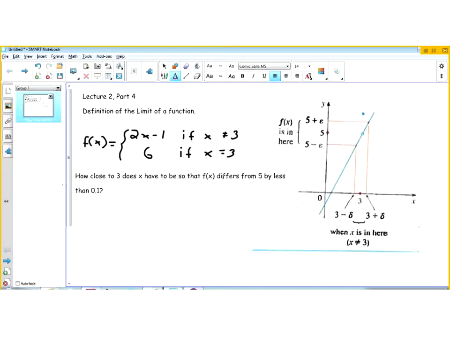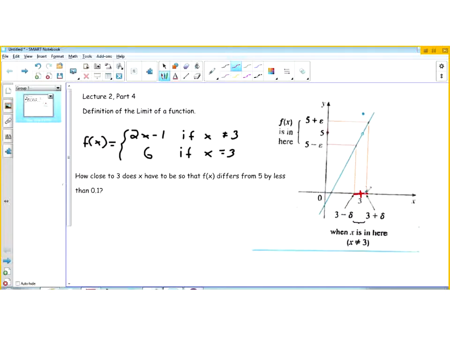But basically, what we're after is, okay, so we have a hole at (3, 5) on this function, okay? And the question is, we want to make arrangements for an interval on the x-axis. In other words, I want an interval on the x-axis that contains 3. See, I've accentuated an interval on the x-axis, and 3 is in this interval.